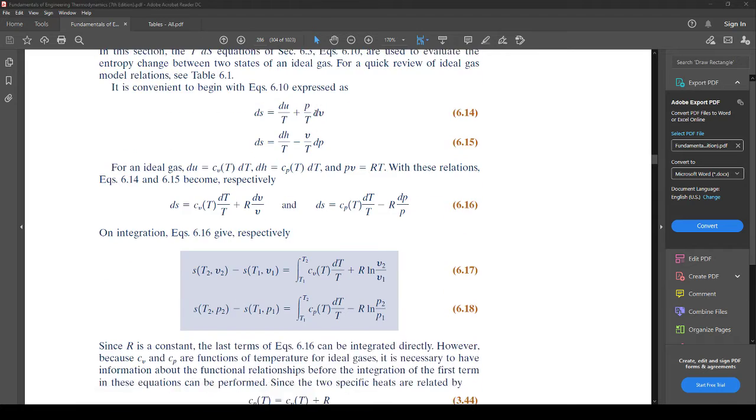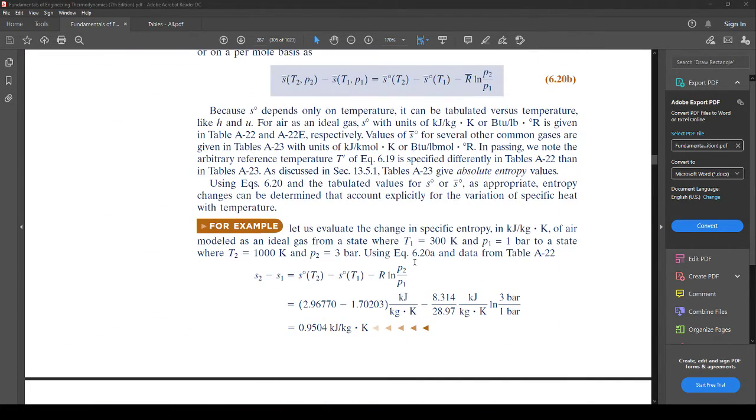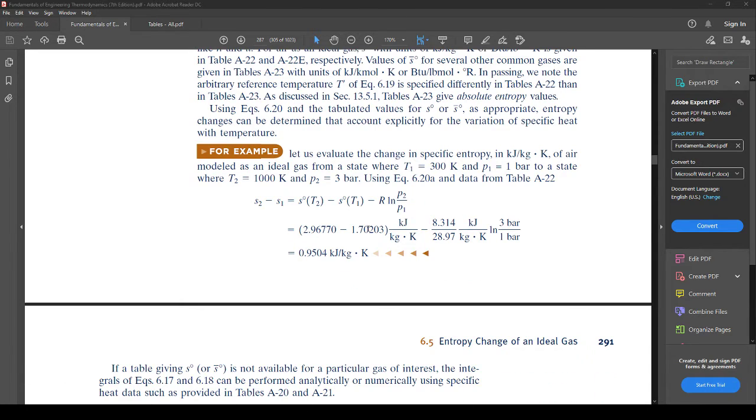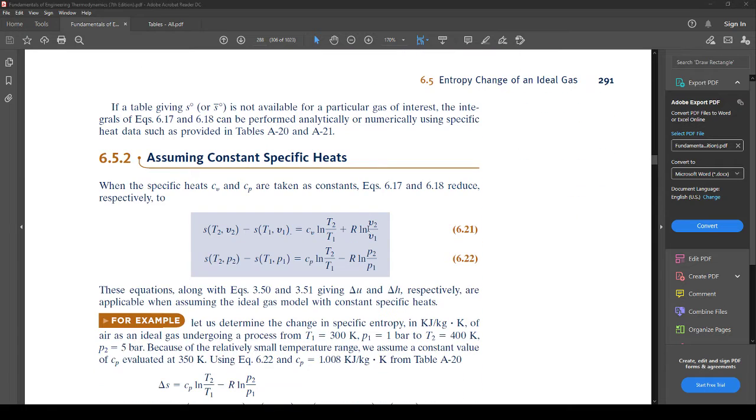So we did this first one, and we ended up doing this question right here, which was entropy change of an ideal gas, right? Does everybody remember this, hopefully? So then, the next thing that we have to do is this next part, which is assuming constant specific heats, doing the exact same process, but assume constant specific heats.